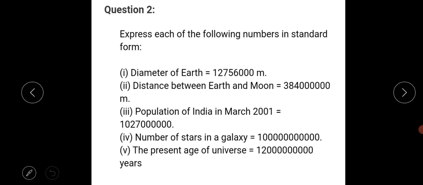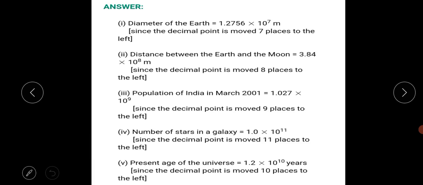Question number 2 states, express each of the following in the standard form. Certain diameters and distances are given, and you have to convert them into the standard form. Diameter of earth is given, distance between earth and moon is given, population of India in March 2001 is given, number of stars in a galaxy is given, and the present age of universe in years is given. So you have to simply convert these into the standard form.